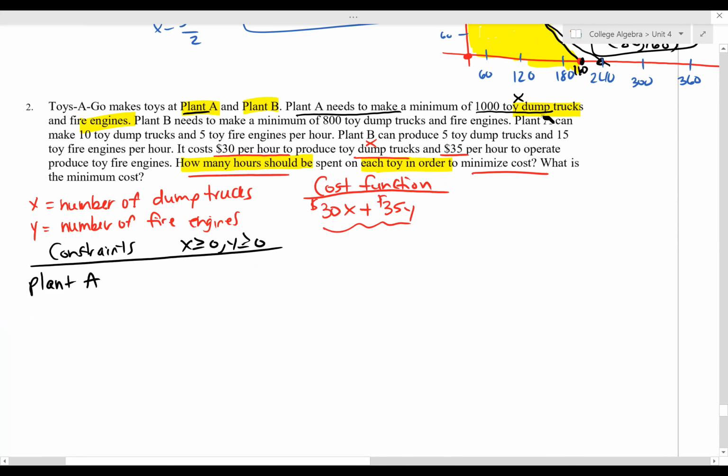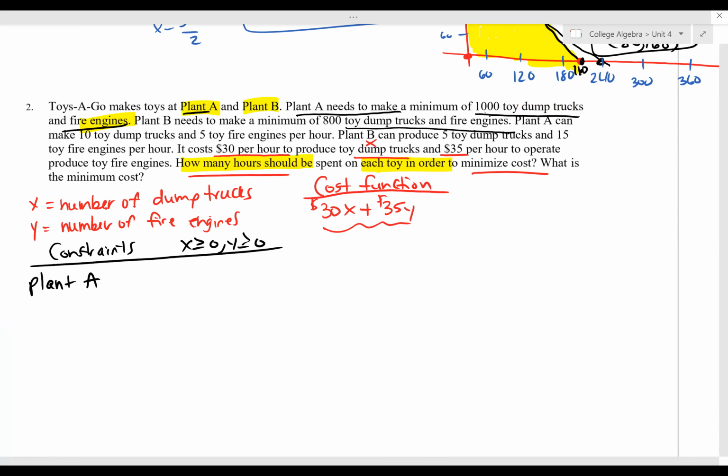Well, hold on. 1,000 toy dump trucks and fire engines. I had to keep reading that. That's actually 1,000 toys, so not just for the first one. And Plant B needs to make a minimum of 800 toys. Okay, so those are your limits right there.